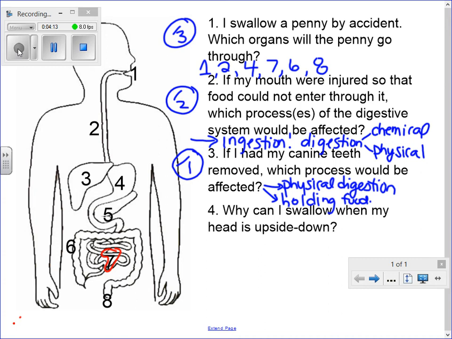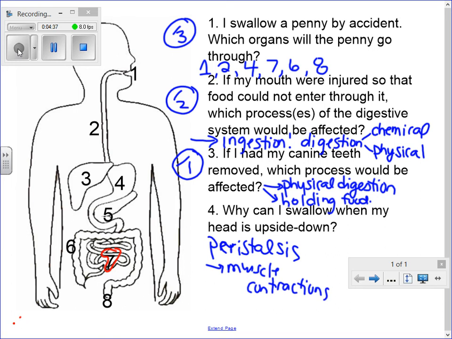Question number 4 asks, why can I swallow when my head is upside down? The quick answer is that peristalsis is happening. I would expect that you could do more than say the word, though. I would expect that you knew that this meant muscle contractions, and that those muscle contractions happen above the food or behind the food, let's say, and they push the food from your mouth through your esophagus to your stomach.